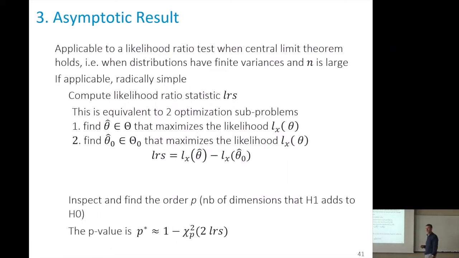Chi-square is one distribution derived from the normal distribution. It's the sum of n independent squared random Gaussian variables with zero mean. It's a very well-known distribution in statistics, so it's available in all packages and tables. So we take 2 times the likelihood ratio statistics, and 1 minus this gives approximately the p-value.